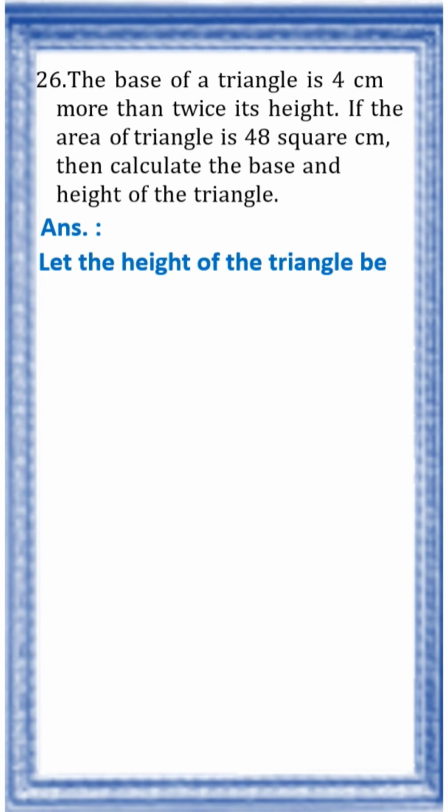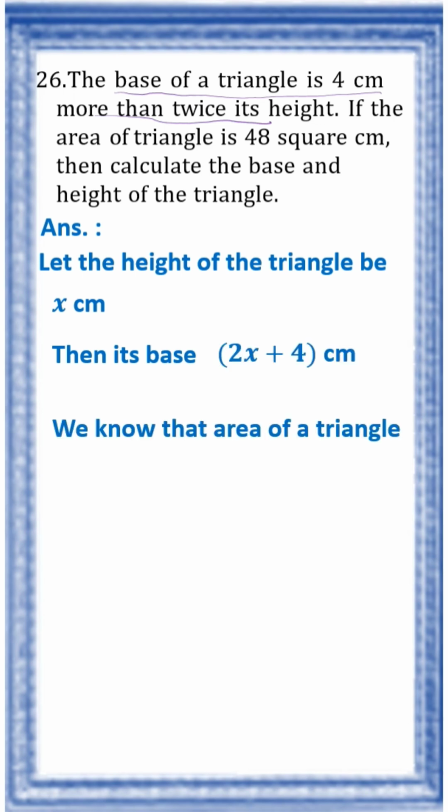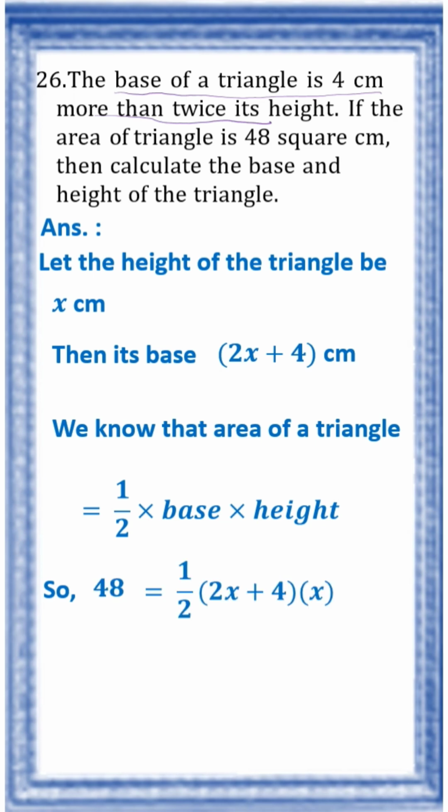Now let the height of the triangle be x centimeter. Why have we taken height as x? Here the base of the triangle is 4 centimeters more than twice its height. Hence we have to express base in terms of height. So 2x plus 4 centimeter is the base. We know that area of triangle is equal to half into base into height. Now let us substitute. Area is 48, which is equal to half, base is 2x plus 4, height is x. Now let us transpose 2 to this side.